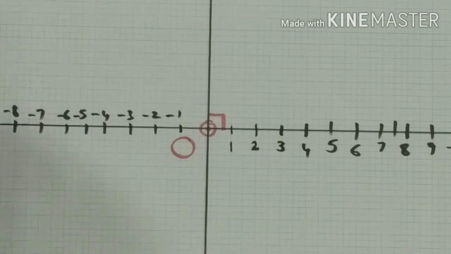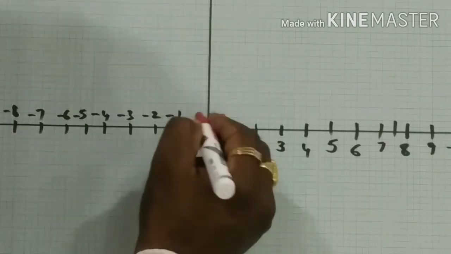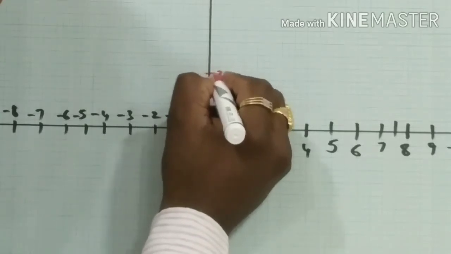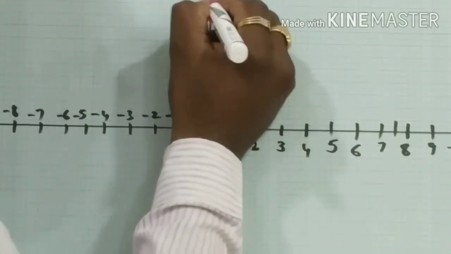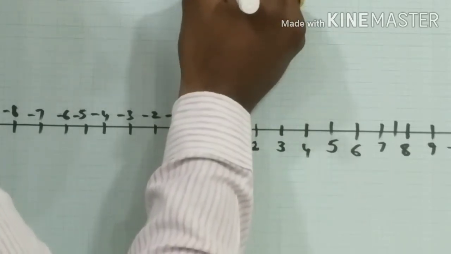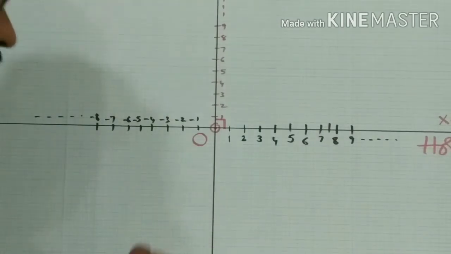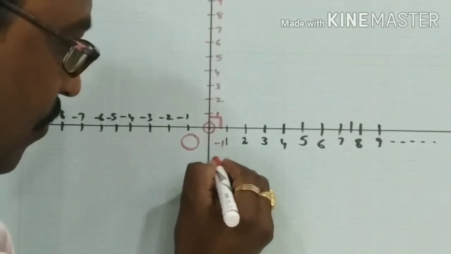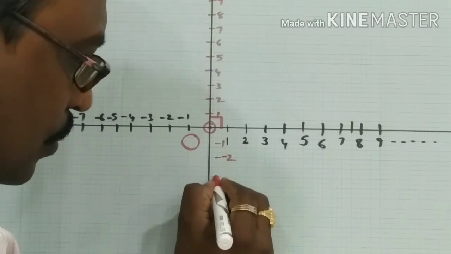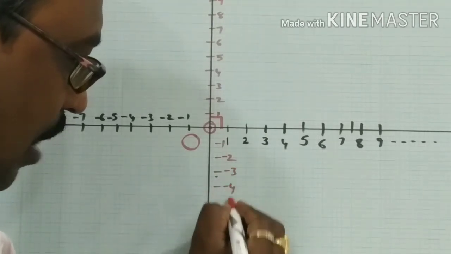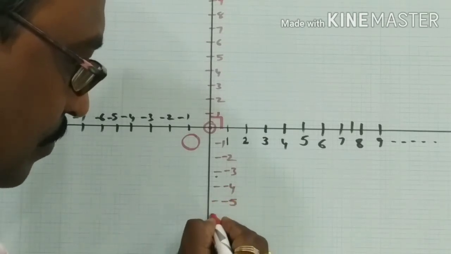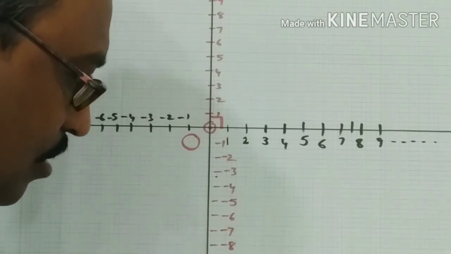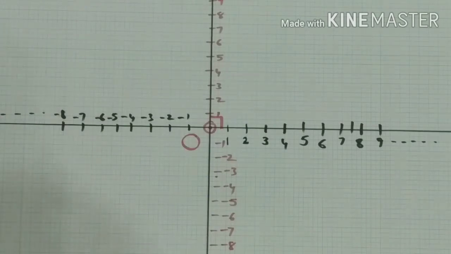At the same time, the vertical line we can also divide. That is, I am leaving one line gap again. 1, 2, 3, 4, 5, 6, 7, 8, 9, and so on. In the below order, I am leaving one line gap again. -1, -2, -3, -4, -5, -6, -7, -8, and so on. So it's an integer line.